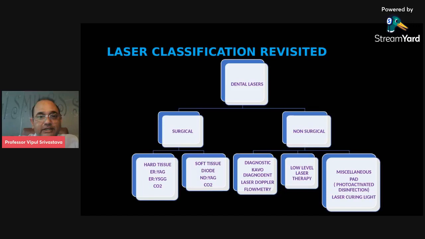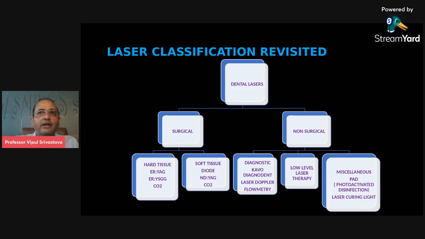Now you need to understand, in dental lasers we have two types of lasers. We have surgical lasers and non-surgical lasers. Surgical lasers are broadly classified into hard tissue lasers and soft tissue lasers. When we talk about hard tissue lasers, usually the erbium family are the hard tissue lasers. There are only two types of erbium laser, the erbium YAG laser and the erbium chromium YSGG laser. So they are the two popular hard tissue lasers.